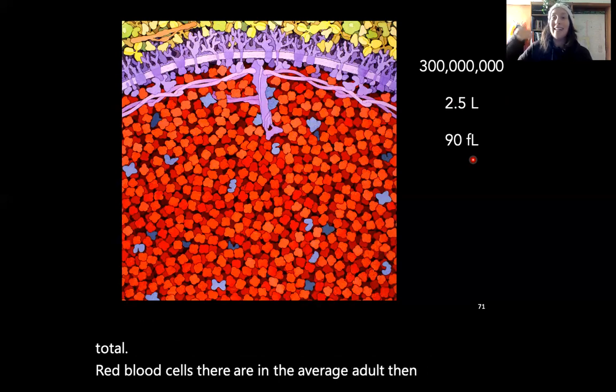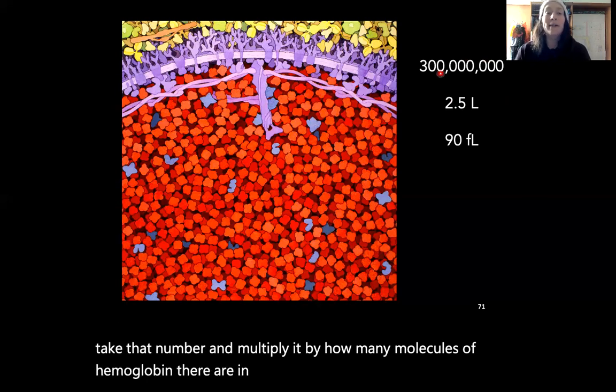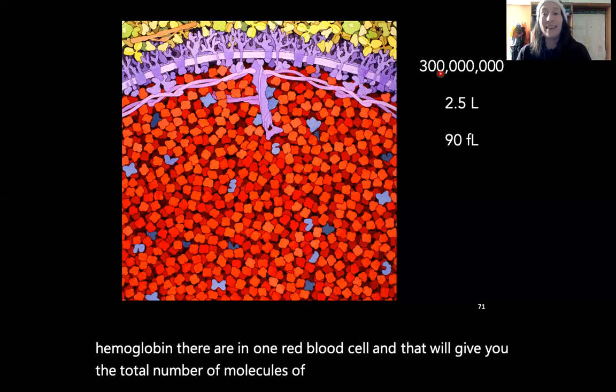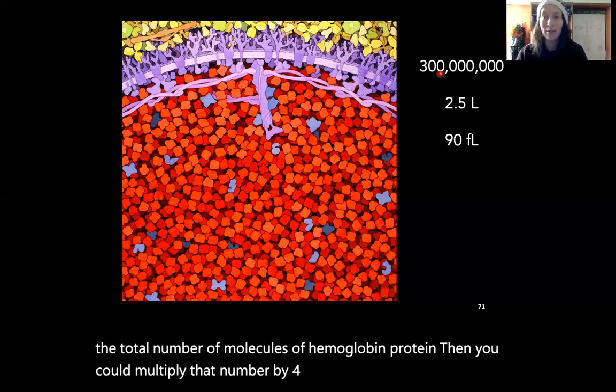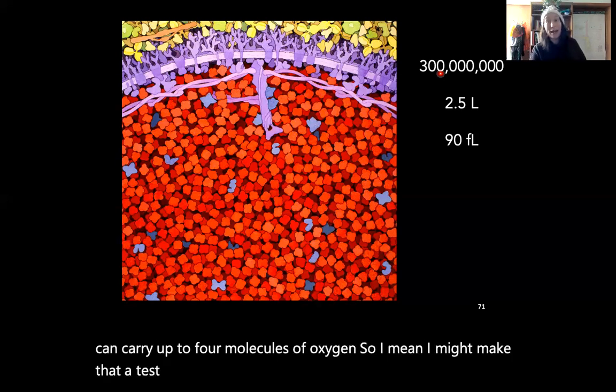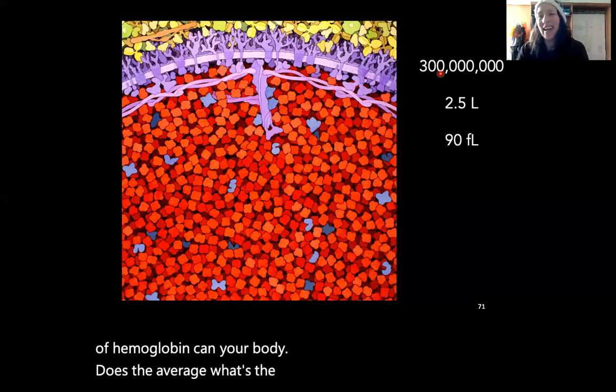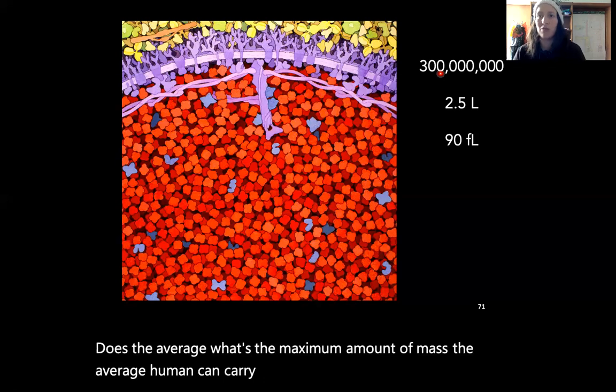Then you would take that number and multiply it by how many molecules of hemoglobin there are in one red blood cell. That'll give you the total number of molecules of the hemoglobin protein. Then you could multiply that number by 4 because each one hemoglobin can carry up to 4 molecules of oxygen. I might make that a test question and maybe ask what's the maximum amount of mass in oxygen the average human can carry just solely due to hemoglobin. So those numbers would be important for you.